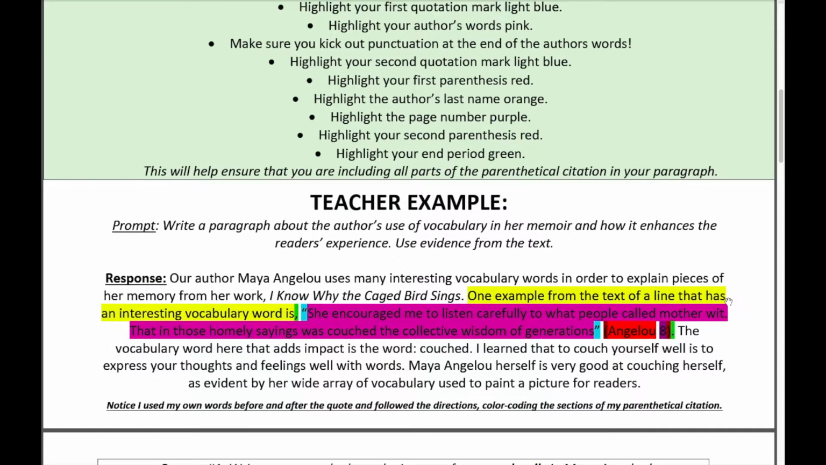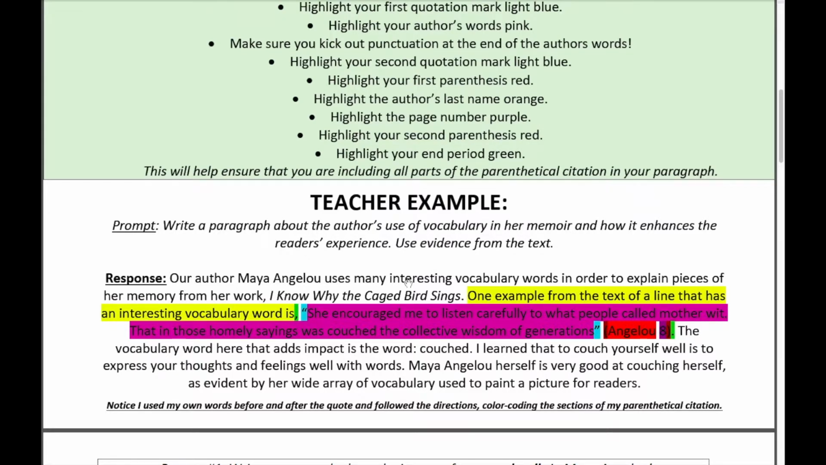So it says, prompt: write a paragraph about the author's use of vocabulary in her memoir and how it enhances the reader's experience. Use evidence from the text. So, the first thing is to use your own words. So you're thinking, how does Maya Angelou's vocabulary enhance the reader's experience? So this is going along with the memoir that I read to you. So I put, our author, Maya Angelou, uses many interesting vocabulary words in order to explain pieces of her memory from her work, I Know Why the Caged Bird Sings. So I started with my own words.